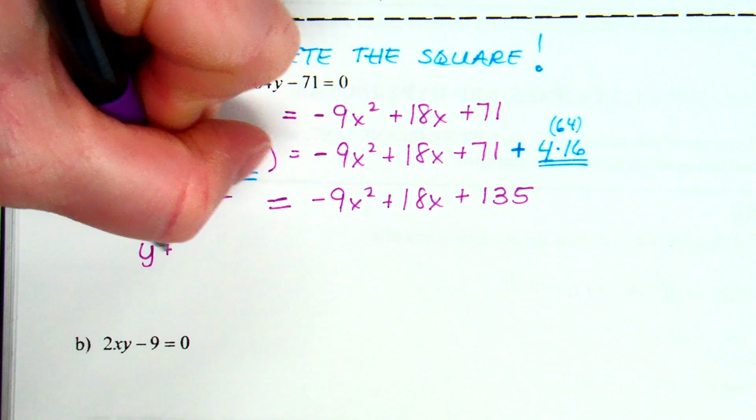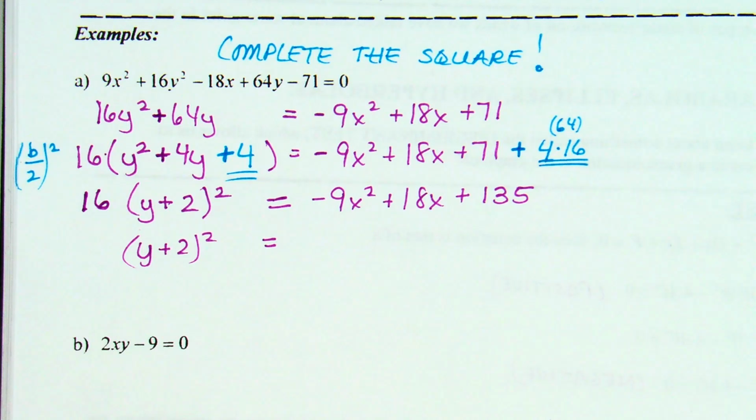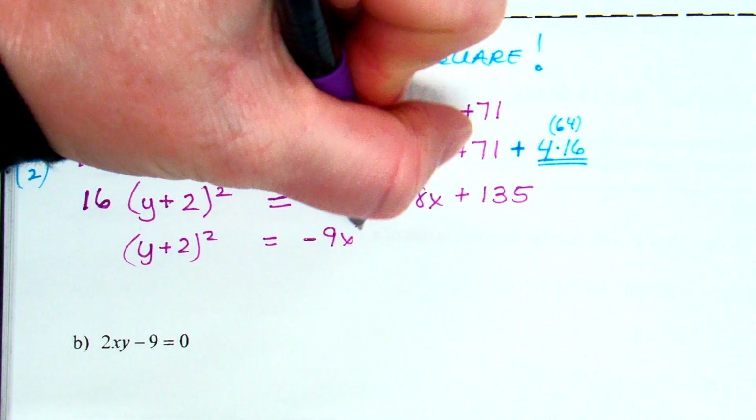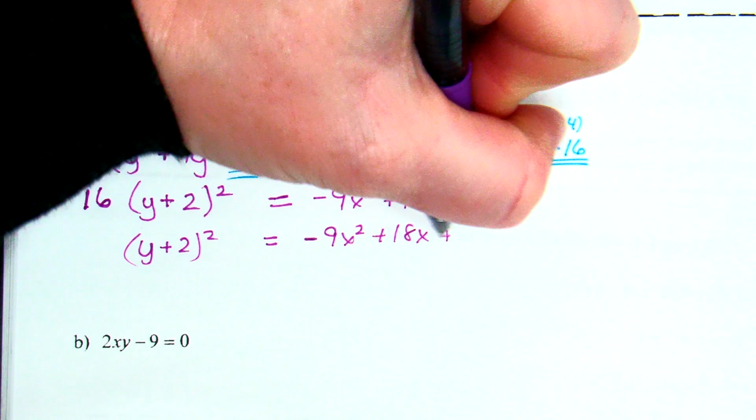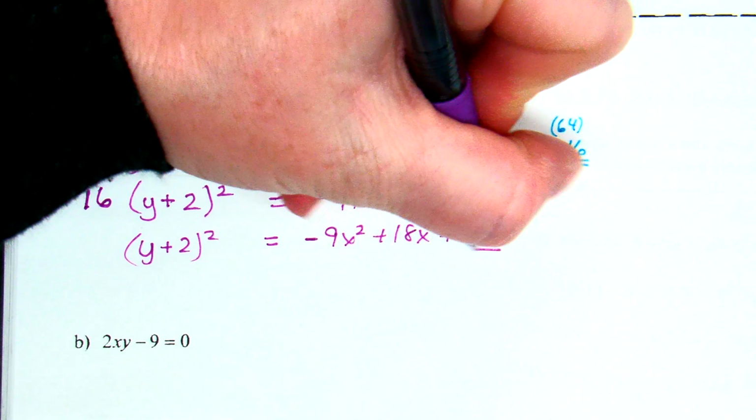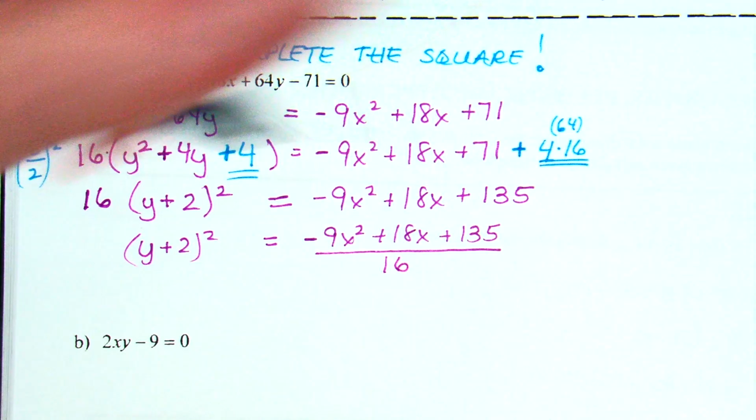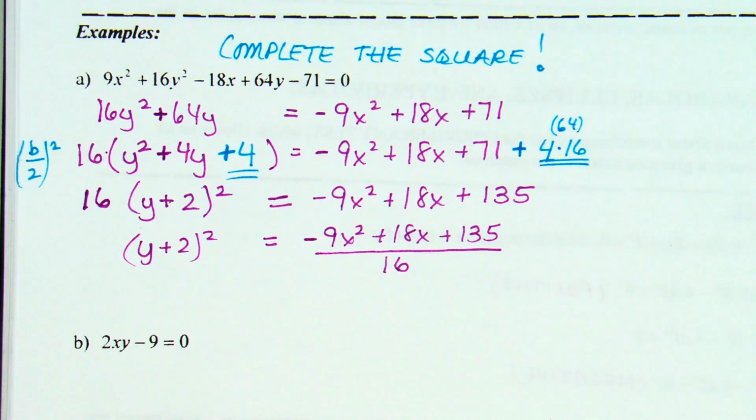On the right, remember, what's my ultimate goal here? I'm getting something that I can plug into the calculator. Can we plug messy into the calculator? Yeah, you can. You can plug messy into the calculator a lot better than you can work with it. So I'm going to write this as one big fraction. Negative 9x squared plus 18x plus 135, all divided by 16. If you want to make it 3 individual fractions, more power to you.